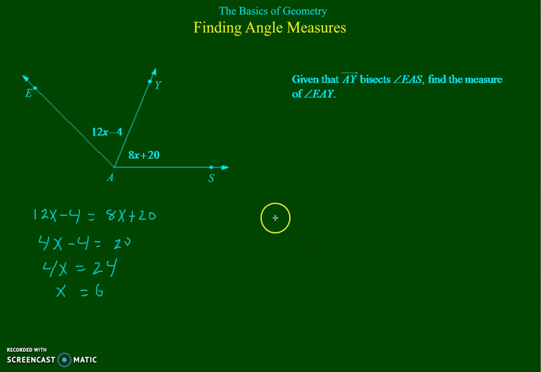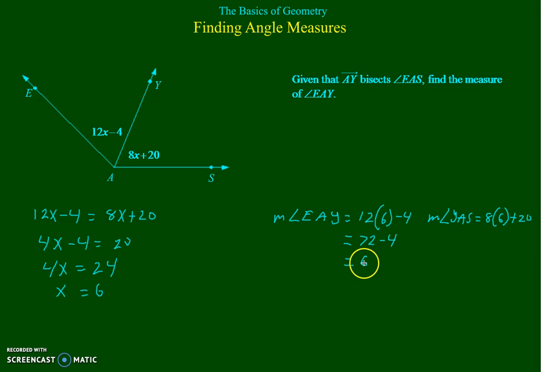Now to solve, the measure of angle EAY equals 12 times 6 minus 4, and the measure of angle YAS equals 8 times 6 plus 20. Now these are going to have to be the same. So 12 times 6, that's 72, minus 4, which is 68. And that's 48 plus 20, which is 68.